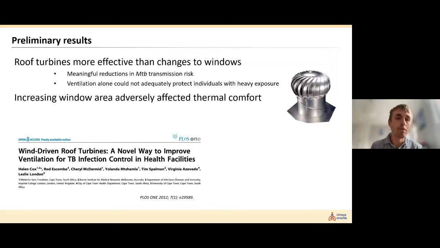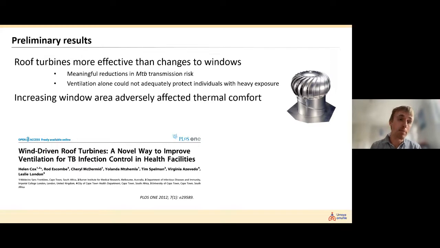We found that roof turbines were more effective than changes to windows. This is perhaps unsurprising, given that, as I've described, many of the spaces were designed in a way that limited cross-ventilation. Roof turbines resulted in meaningful reductions in TB transmission risk, but as expected, we found that ventilation alone could not adequately protect individuals with heavy exposure, such as healthcare workers who were in the same space month after month.